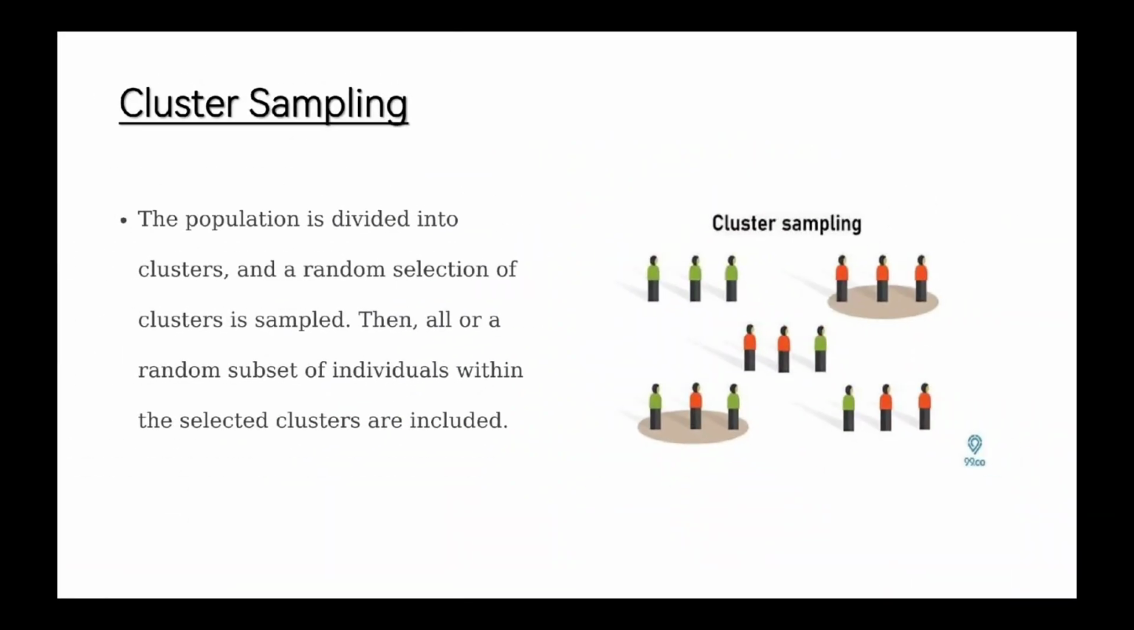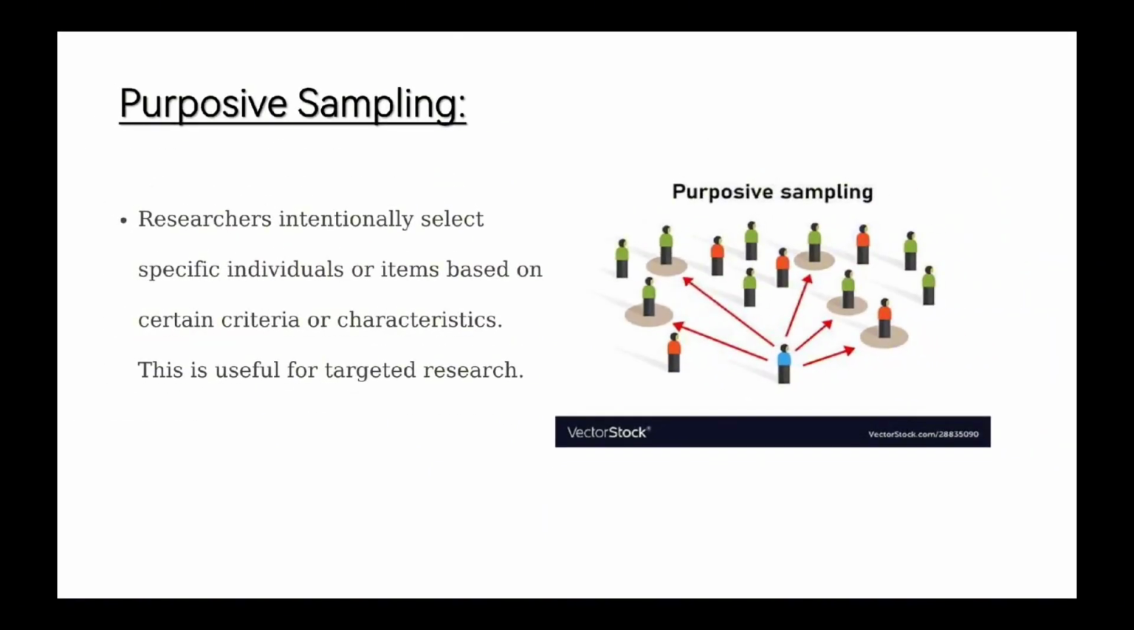Number 3, cluster sampling. The population is divided into clusters and a random selection of clusters is sampled. Then, all or a random subset of individuals within the selected clusters are included. We also have purposive sampling. In this, researchers intentionally select specific individuals or items based on certain criteria or characteristics. This is useful for targeted research.